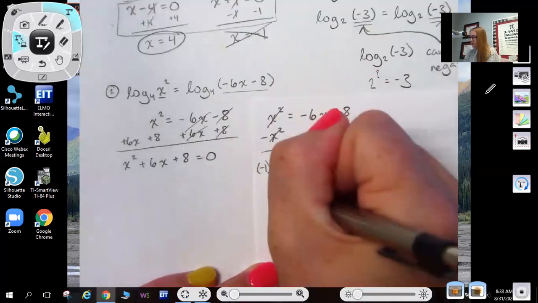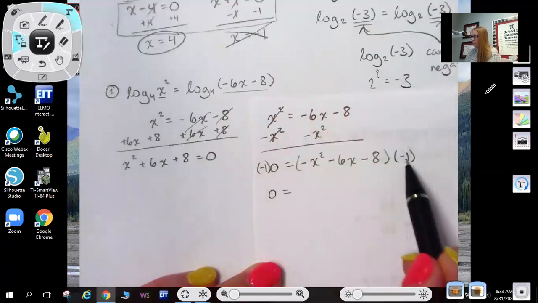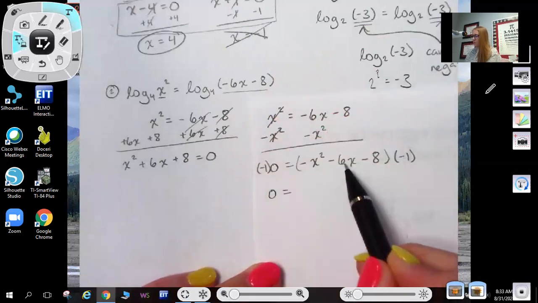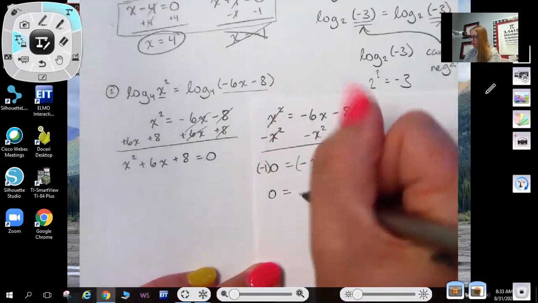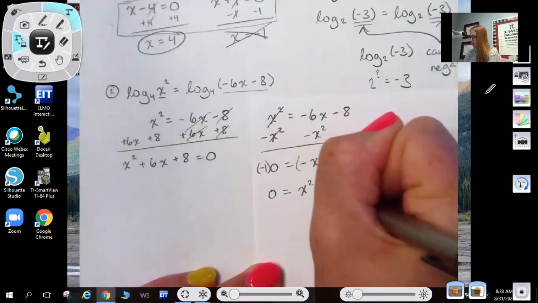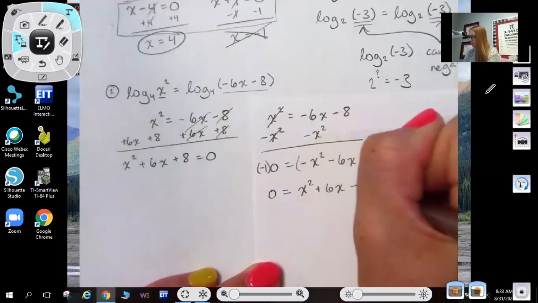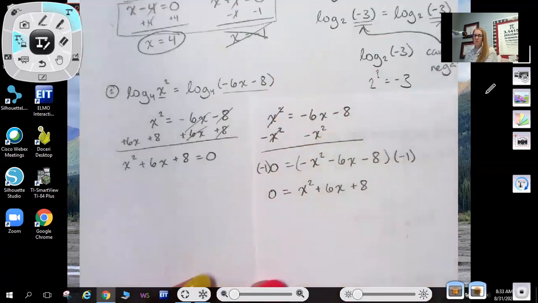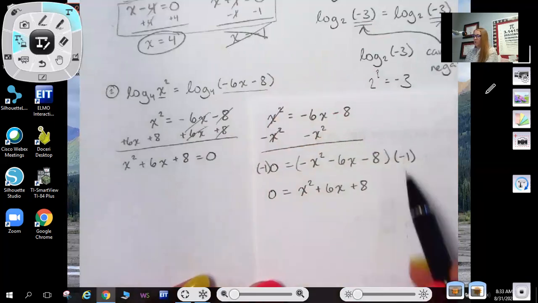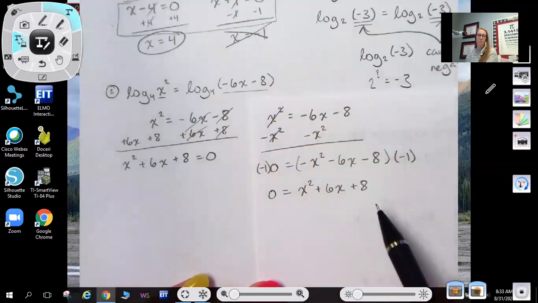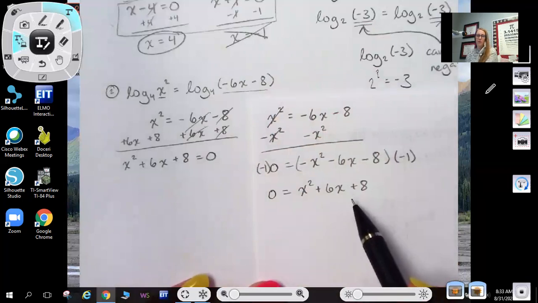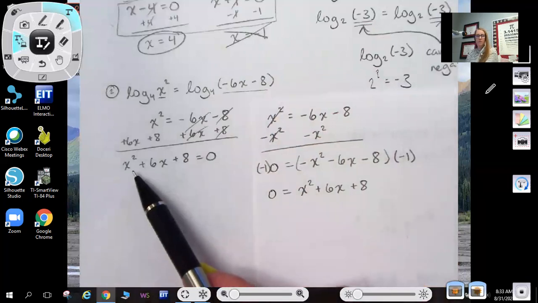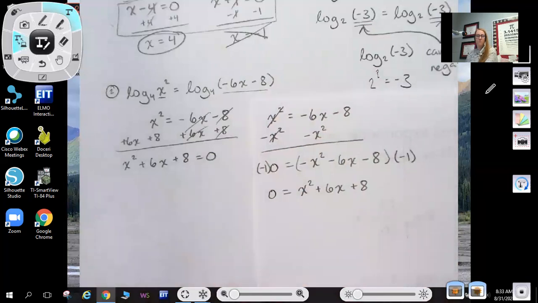-1 times 0 is still 0. When you multiply -1 by each term over here, all that does is change the sign. So you get a positive x squared plus 6x plus 8. So really it just took one extra step. Now we're in the same position as over here.